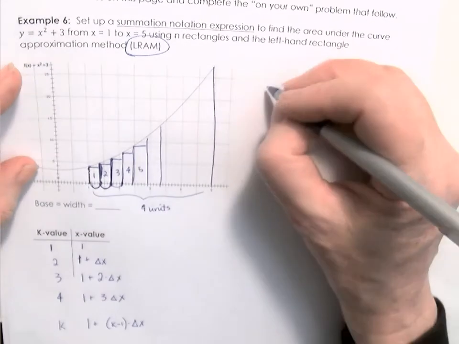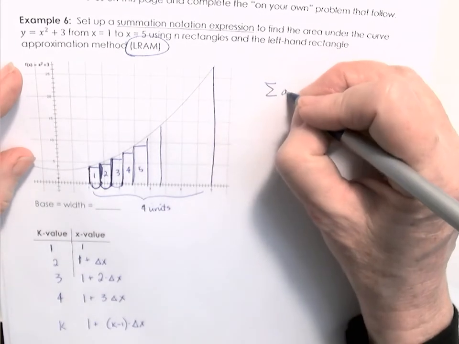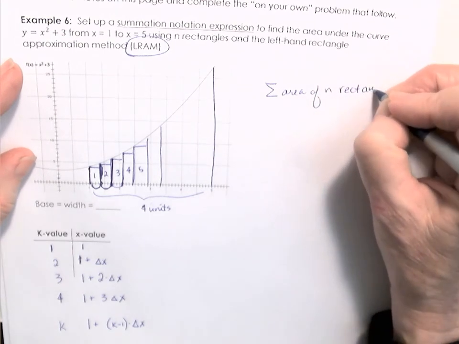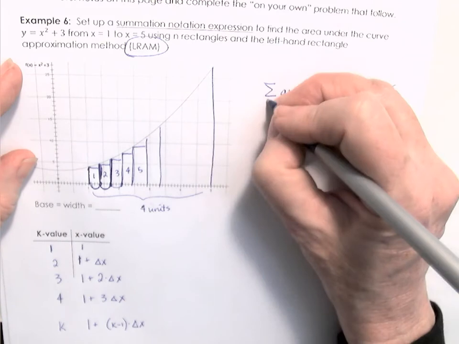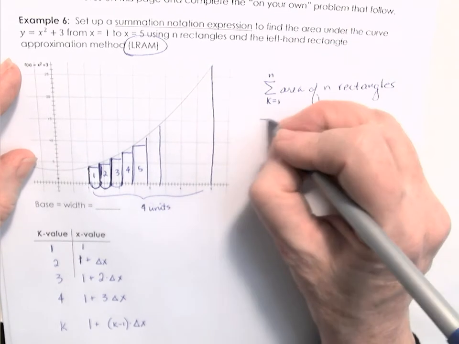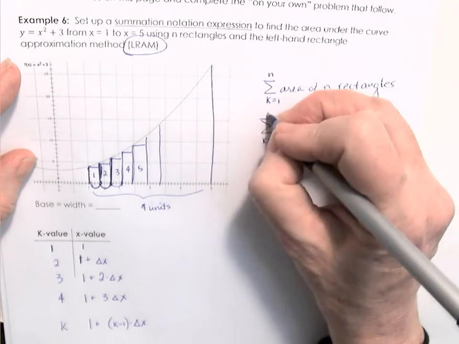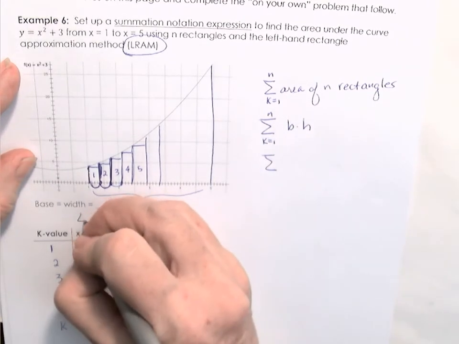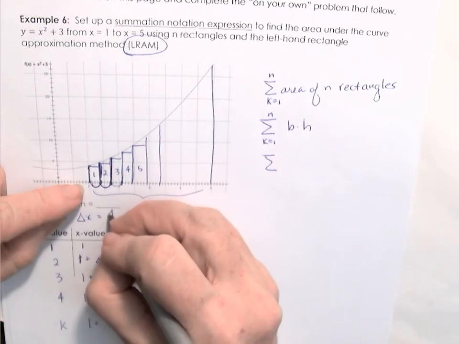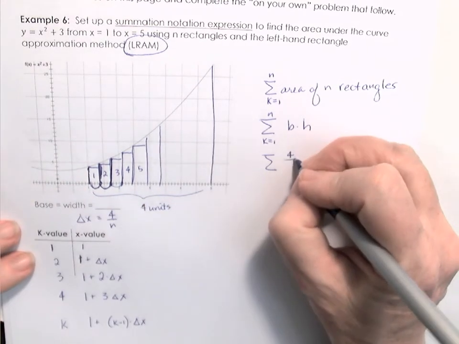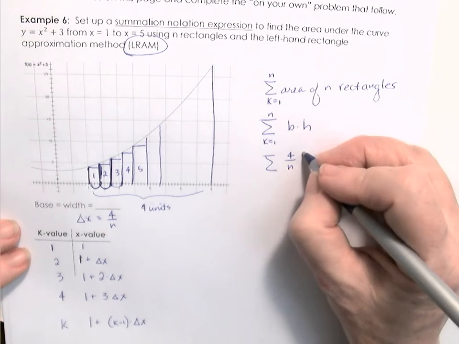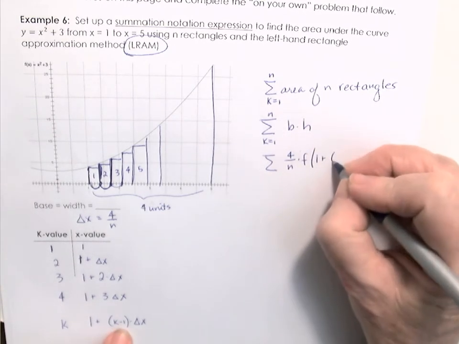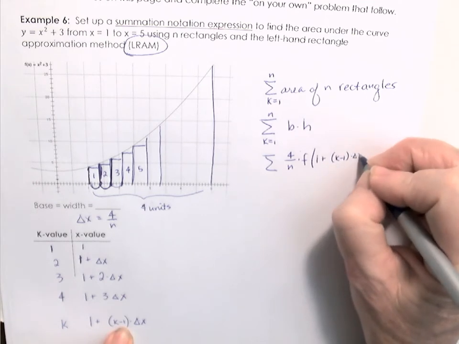So let's know that we're going to take the sum of the area of rectangles. In fact, we're going to have n rectangles, so k goes from 1 to n. We know the area of a rectangle is base times height. Our base, in fact, is our delta x, which we know again is going to be 4 over n. So the base is 4 over n. The height is going to be f of 1 plus k minus 1 times delta x.